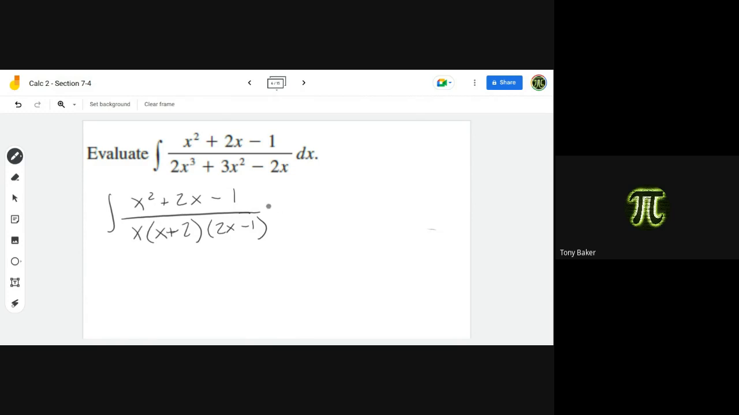So now we're going to write this in partial fractions. Remember what we talked about at the beginning when we were putting fractions together? We had our common denominator. So in this case, I'm going to split this up. I have a over x plus b over x plus 2 plus c over 2x minus 1.